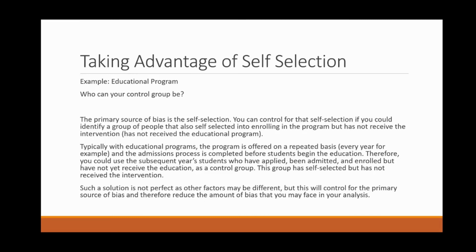We have this computer training program, where some group of people have self-selected into participating. Now, we can take advantage of the self-selection process to try to identify a control group. Let's think about it. Typically, educational programs are offered on some repeated basis, maybe every year or every semester. And the admissions process is completed for students before they begin the education.